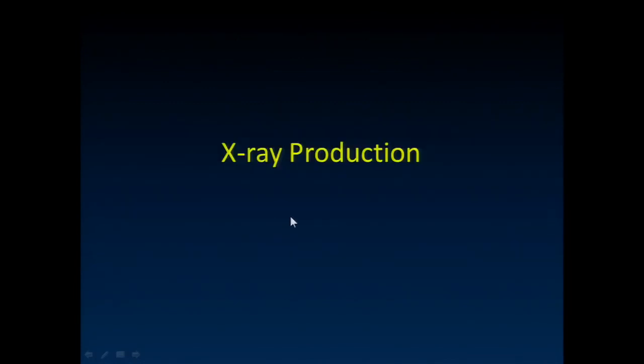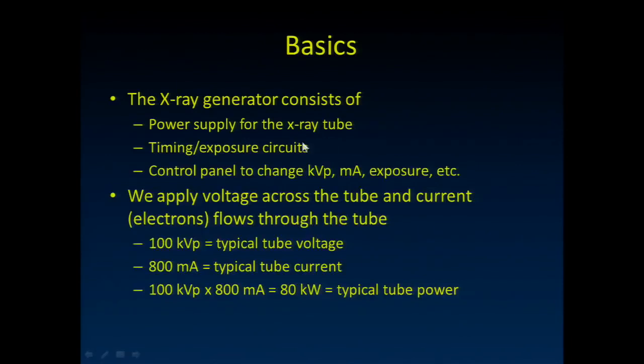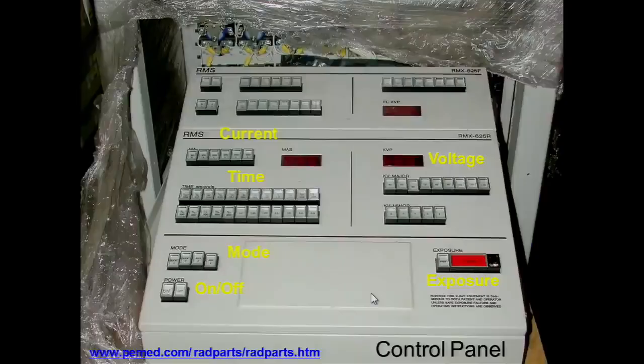So let's talk a little bit about X-ray production here. The X-ray generator has a power supply for the X-ray tube. It has some timing and exposure circuits. Here are some typical values that I've shown you already for an X-ray tube. We've talked about how big a sink of power it is.